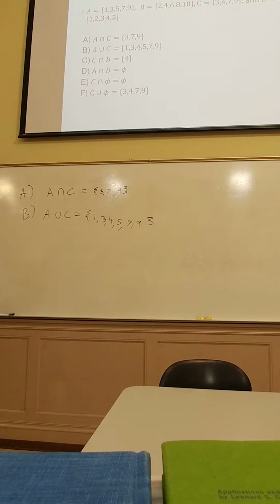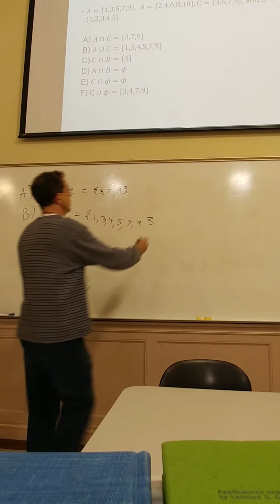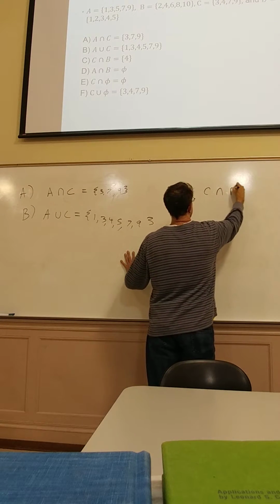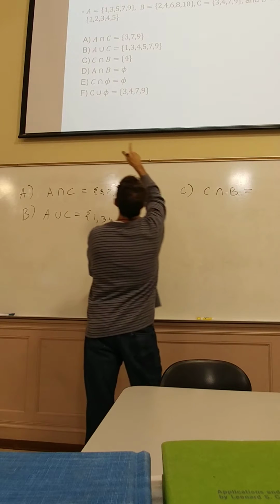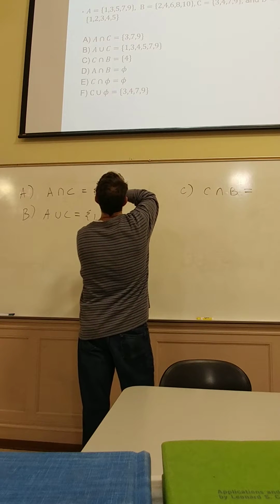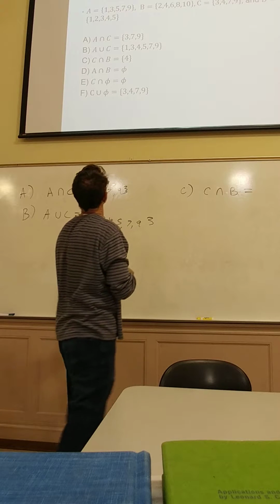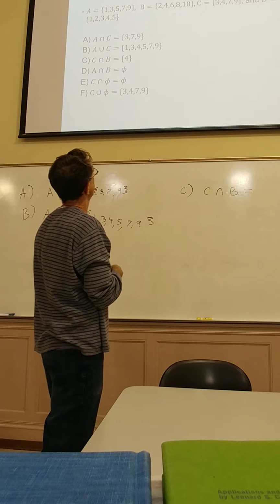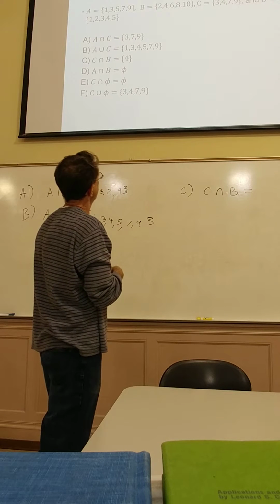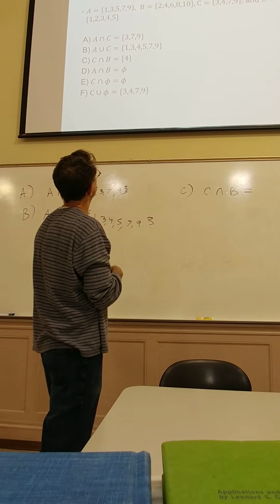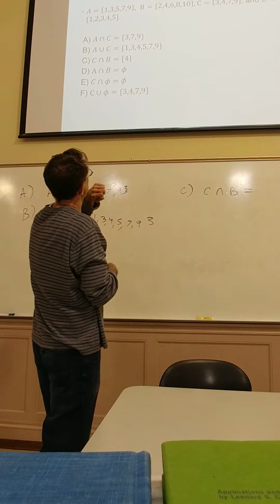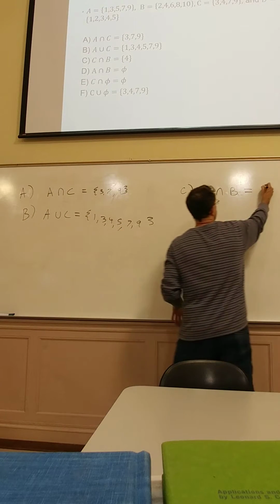I think I'll just keep this up here. The intersection of B and A would be just 4. So let's compare C to B. I said B and A, I meant to say C and A. Or I meant to say C and D. So the intersection of C and D would be just 4. Yeah, because all the other elements are not common.